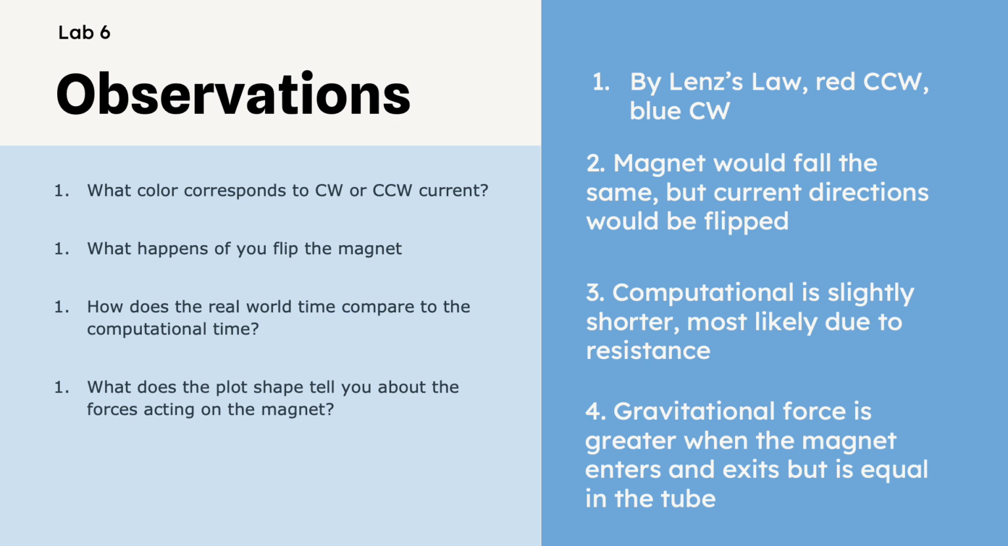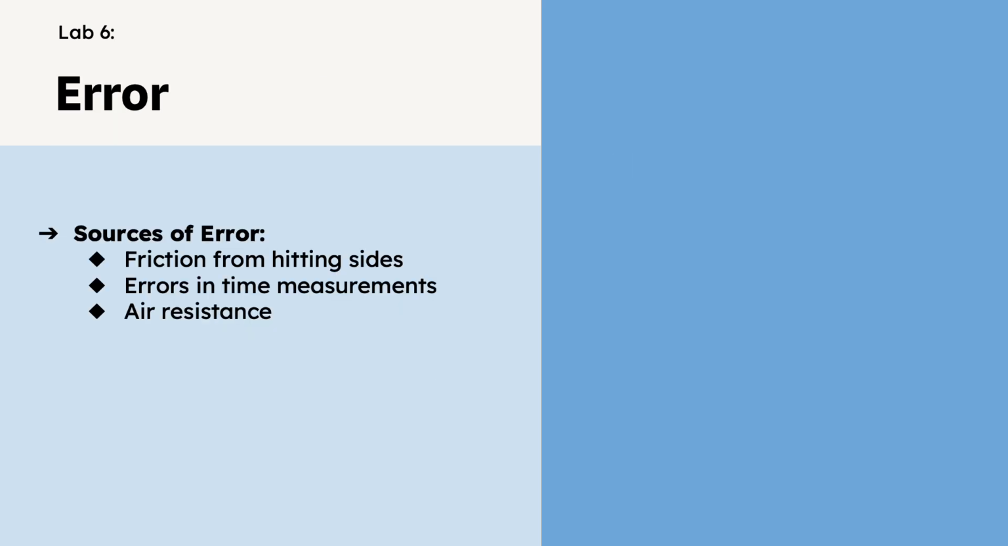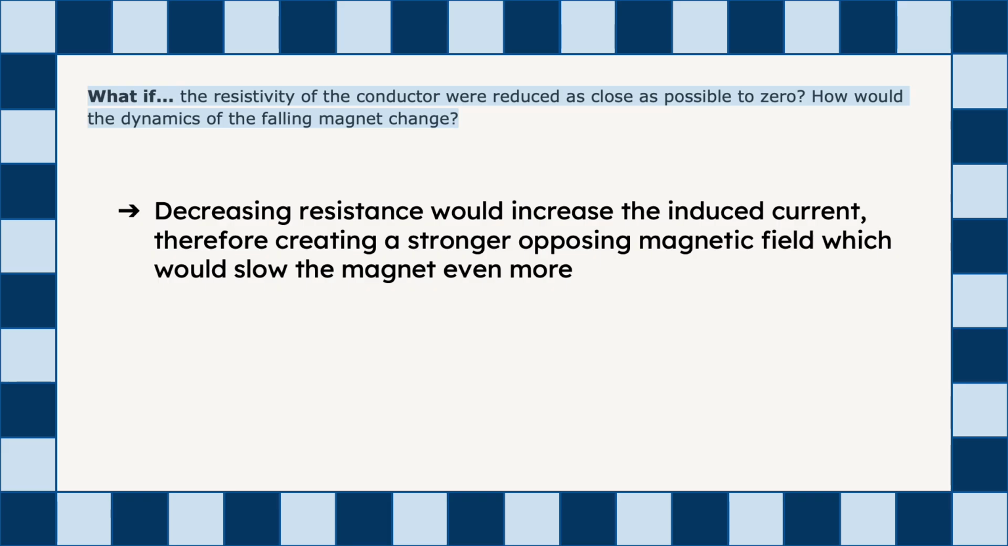What does the plot shape tell you about the forces acting on the magnet? It tells us that gravitational force is greater when the magnet enters and exits the tube, but equal in the tube. Sources of error could have been friction, errors in time measurements, and air resistance. What if the resistivity of the conductor was reduced as close as possible to zero? Well, this would mean that the induced current would be greater, by Ohm's law, therefore creating a stronger opposing magnetic field and a slower magnet fall time.